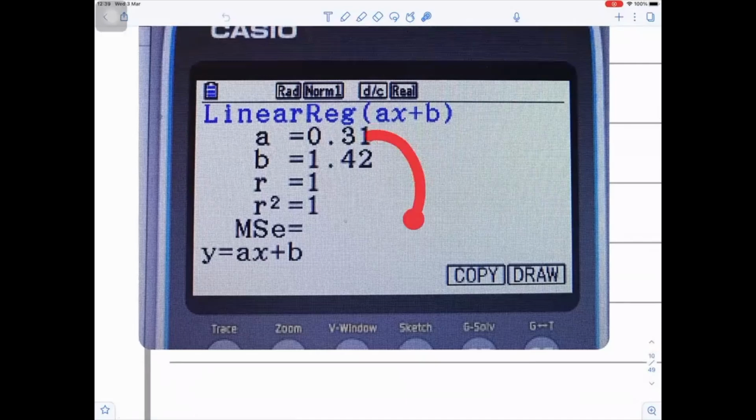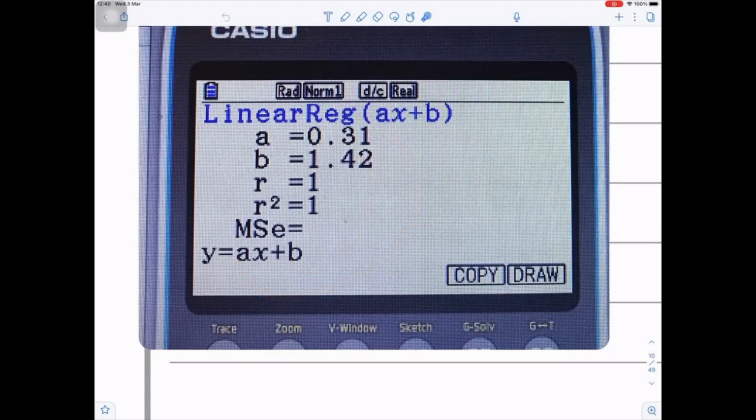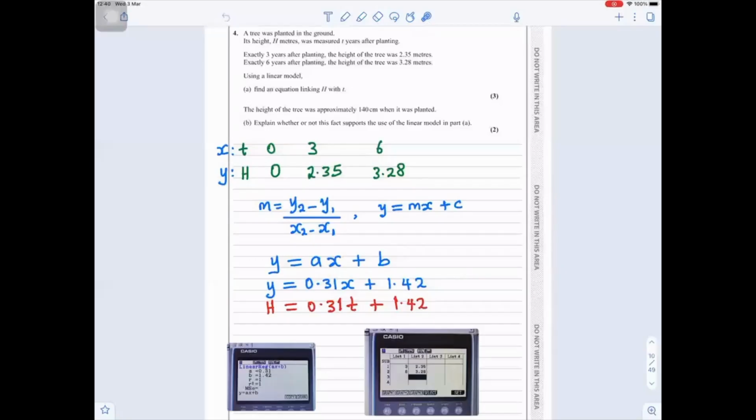So the 0.31 comes from there, and the 1.42, the intercept on the y-axis, comes from there. So that's how you get that without even working out the calculation using the algebraic method. Or you can work out the gradient, find c, and you will still get the same thing.